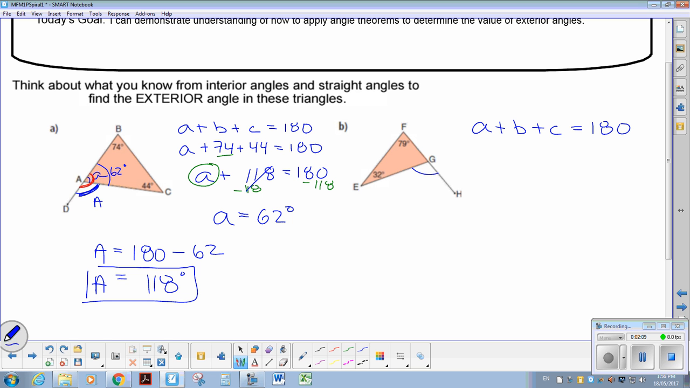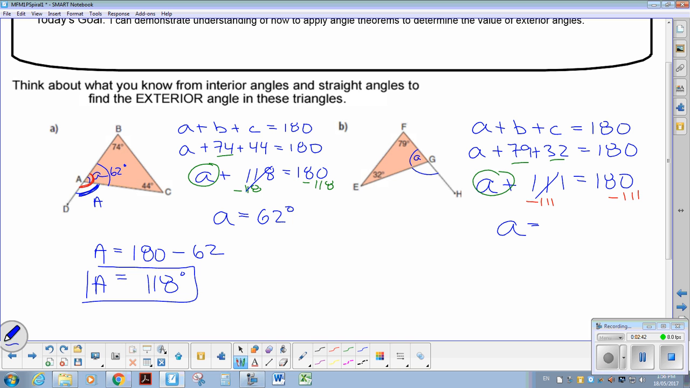So in B part, same thing, A plus B plus C equals 180. If I call that angle in here A, it would be A plus 79 plus 32 equals 180. Collecting like terms, the 79 and the 32, we end up with A plus 111 equal to 180. Getting the A by itself, we need to subtract the 111. That leaves A by itself. The 180 minus the 111 is 69 degrees.